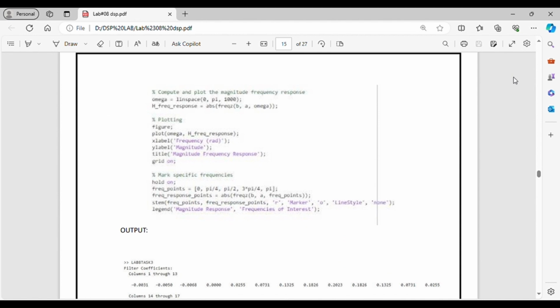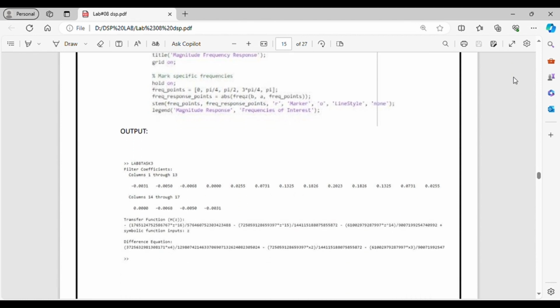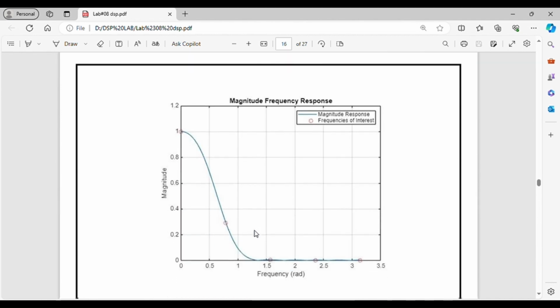Now compute and plot the magnitude frequency response and mark the specific frequencies. So this is the filter coefficients and transfer function H of z, and then the difference equation is this. The magnitude frequency response graph is given.